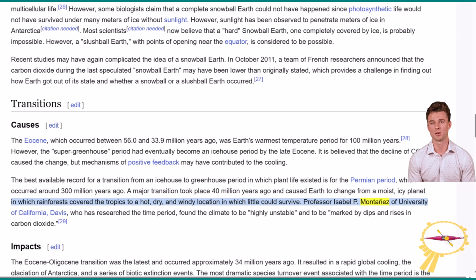Professor Isabel P. Montañez of University of California, Davis, who has researched the time period, found the climate to be highly unstable and to be marked by dips and rises in carbon dioxide.